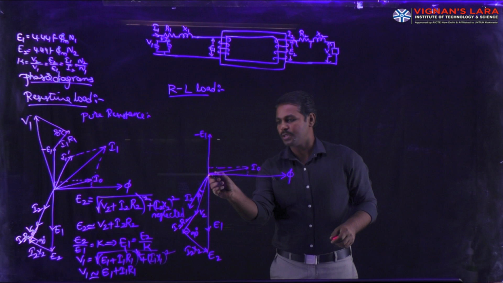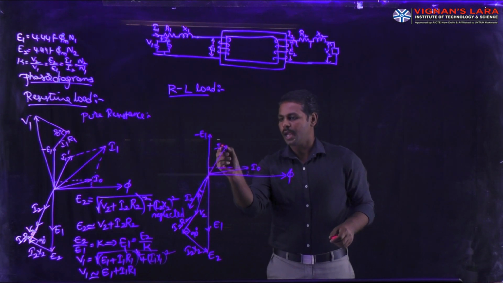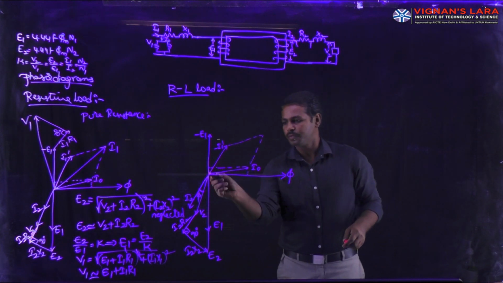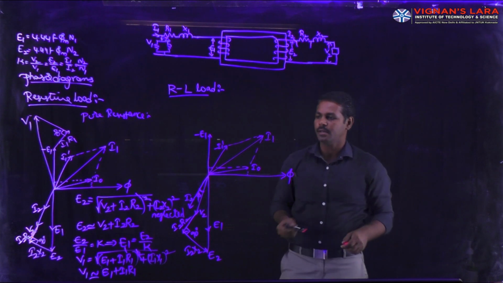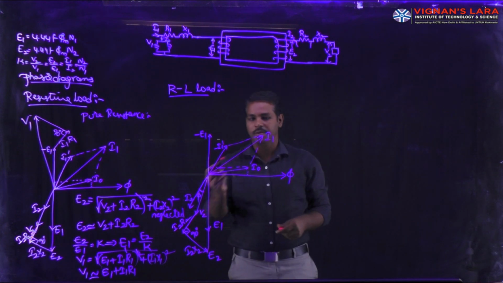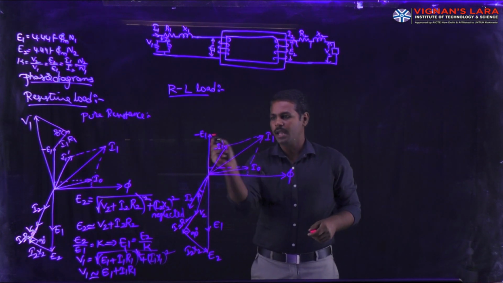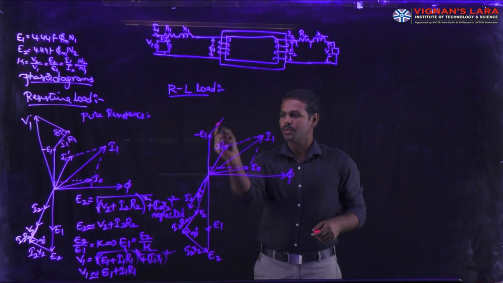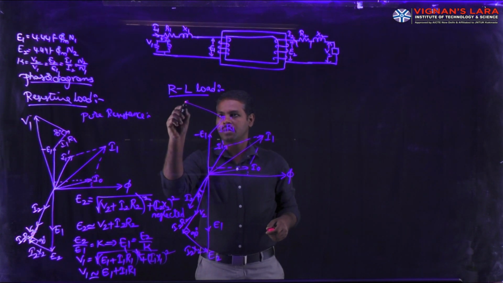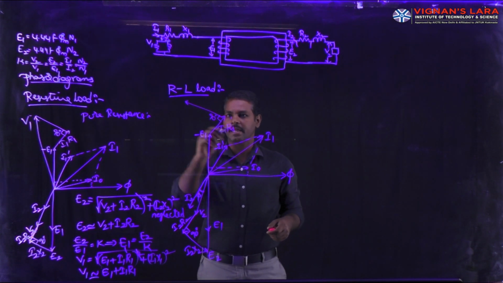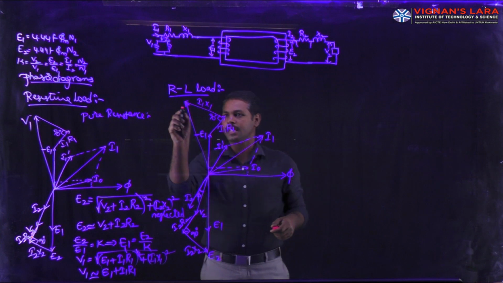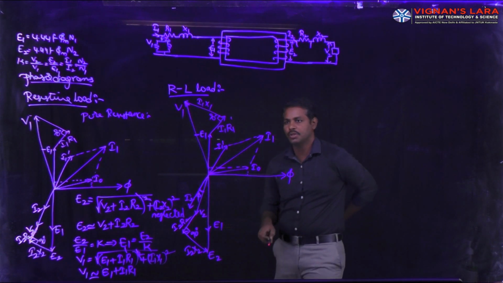I2 is to be opposite, which is equal to I1 dash. The resultant of these two is the input current I1. The drops are added to these two elements, and only then do we get V1. I1 R1 is always in phase with I1, and I1 X1 is displaced from it by an angle of 90 degrees. The resultant is equal to V1.